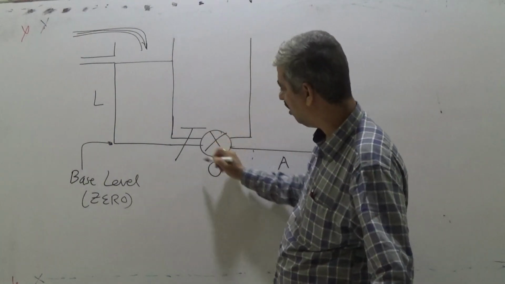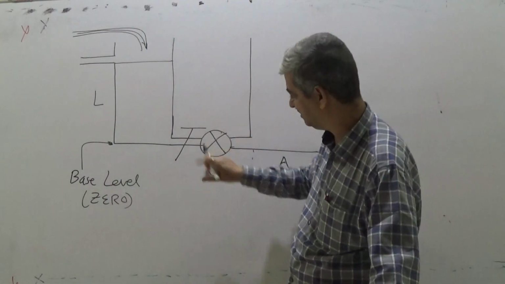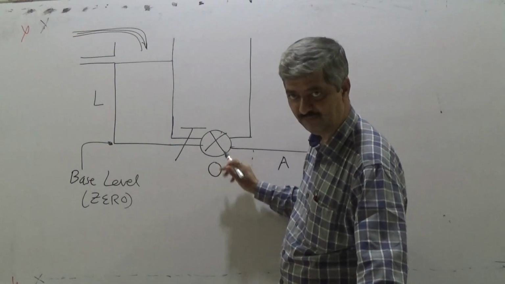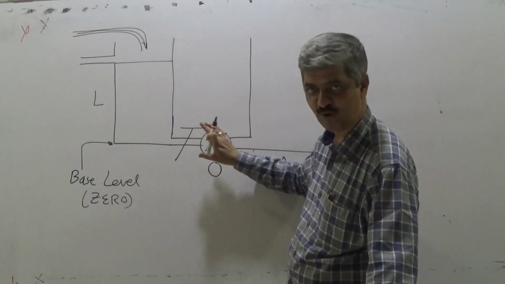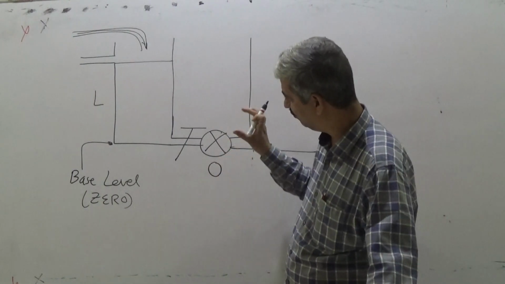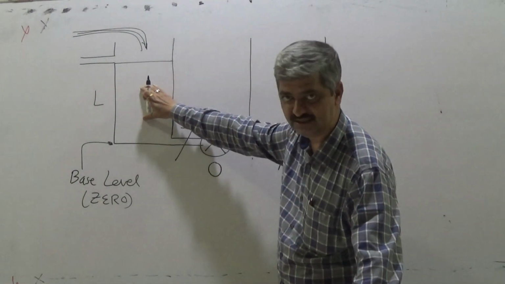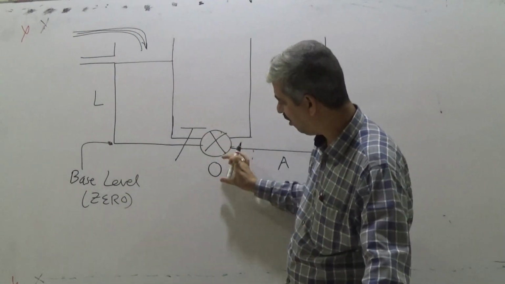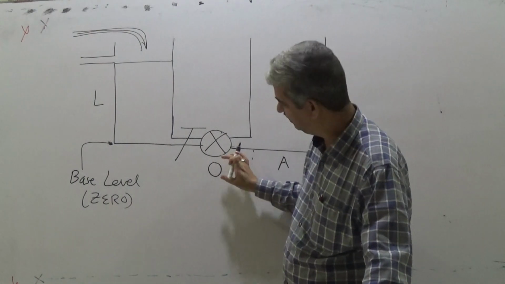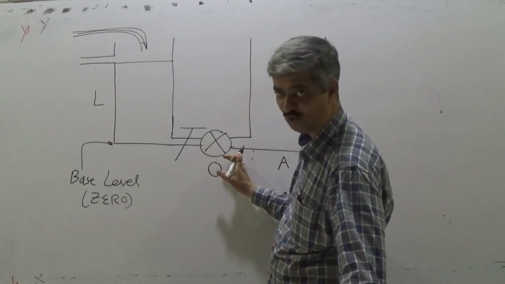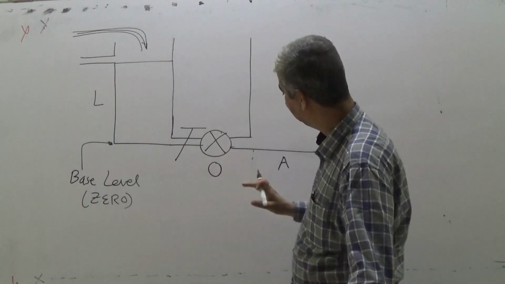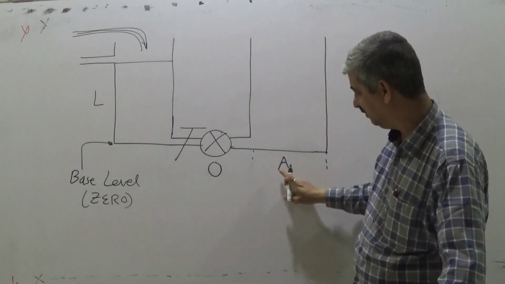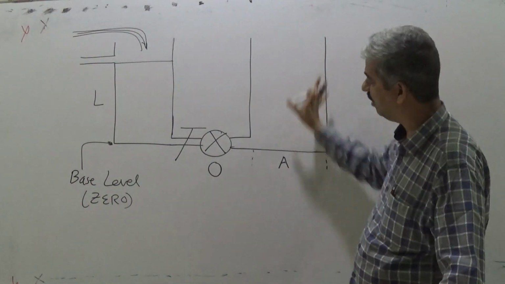There is a valve whose opening can be adjusted so as its opposition O, if I open it more, O is less. If I open it less, O is more. So the left container maintains constant level L, the valve maintains opposition O. You can change it, so L and O are two parameters. Then on the right hand side is a tank. It is a cylindrical tank with fixed cross-sectional area A throughout.